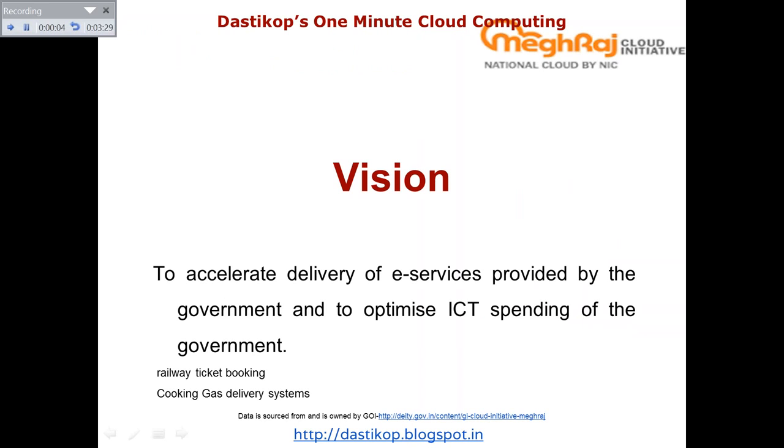In order to realize this, the Indian government has come out with a vision. The vision is to accelerate delivery of e-services provided by the government and to optimize the ICT spending of the government. Now, services given in a traditional way are called services, whereas if they are given on a digital platform, they are called e-services. Today we know that railway ticket booking is done on an online platform. Cooking gas delivery is done on an online system. These are all government services, and they have already put a lot of infrastructure into this. For example, you can even track your speed post. Now all this investment they want to accelerate. That means they want to reach the scale that India is demanding.